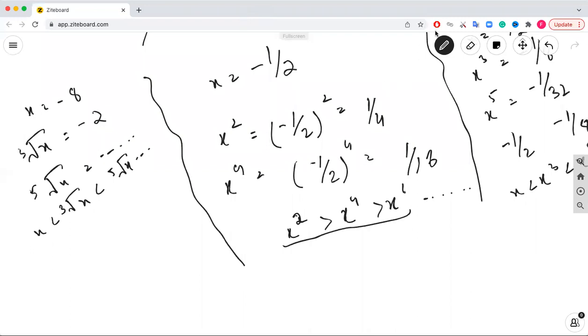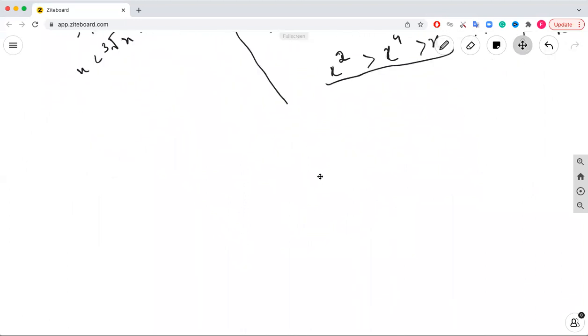Okay, let's take some questions. Anyone of you want to ask some question? Yes, I have a question. I am confused about the cube root of -8. How does the cube root of -8 become -2? I'm not clear about that.